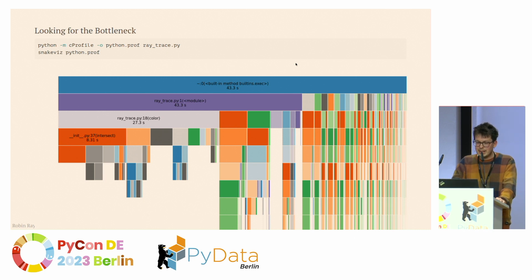So the purple bar, for example, is almost the same time as the blue bar, even though they look like completely different sizes. And if you look now, you see that the ray trace color, that's the gray box up there, takes about 27.3 seconds, which, given an overall runtime of 43 seconds, is about 3/4 of the time spent in this color function. So it's a reasonable target to optimize, I guess.